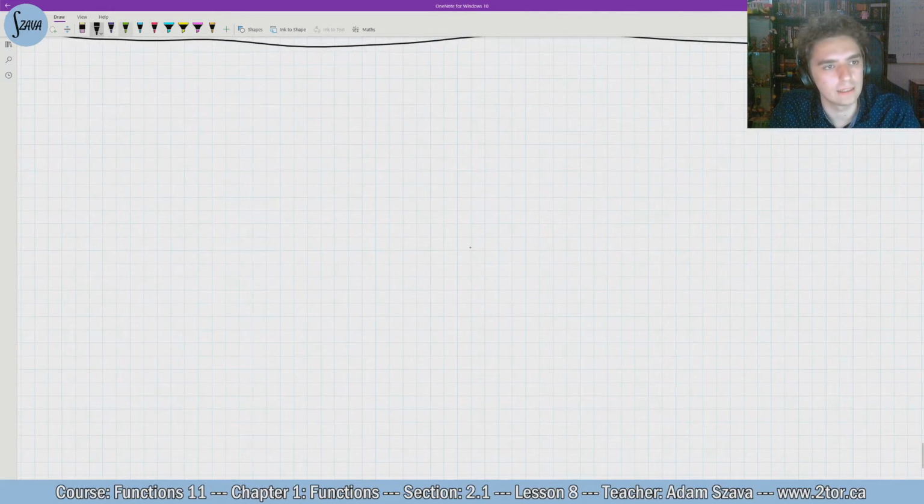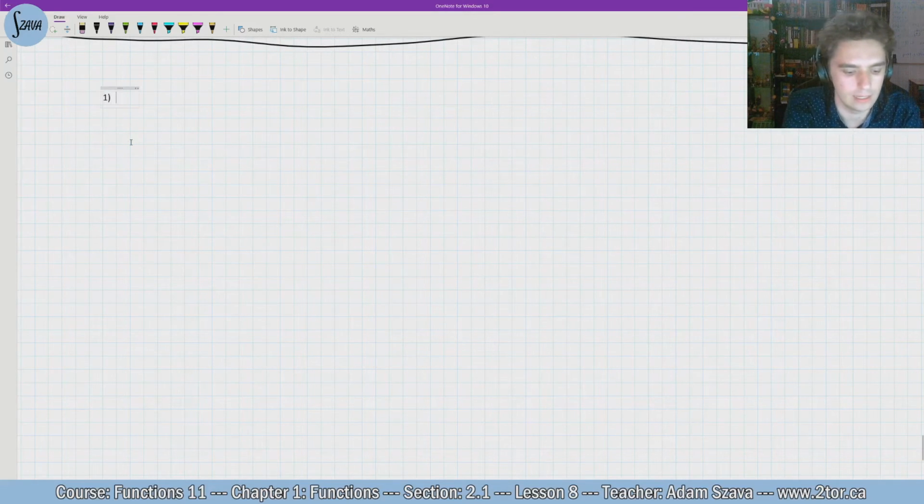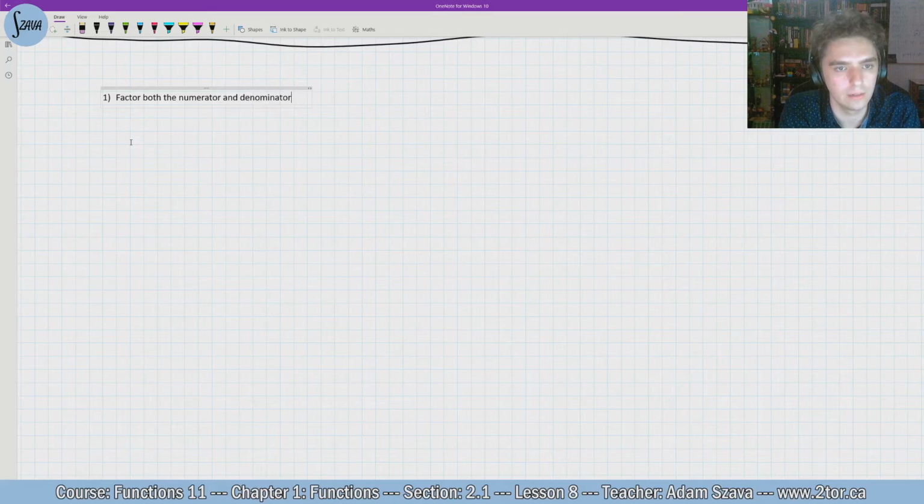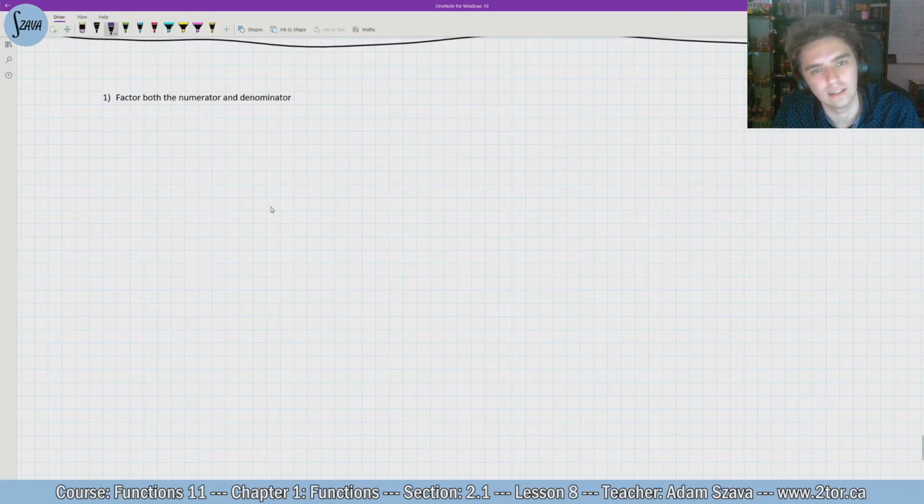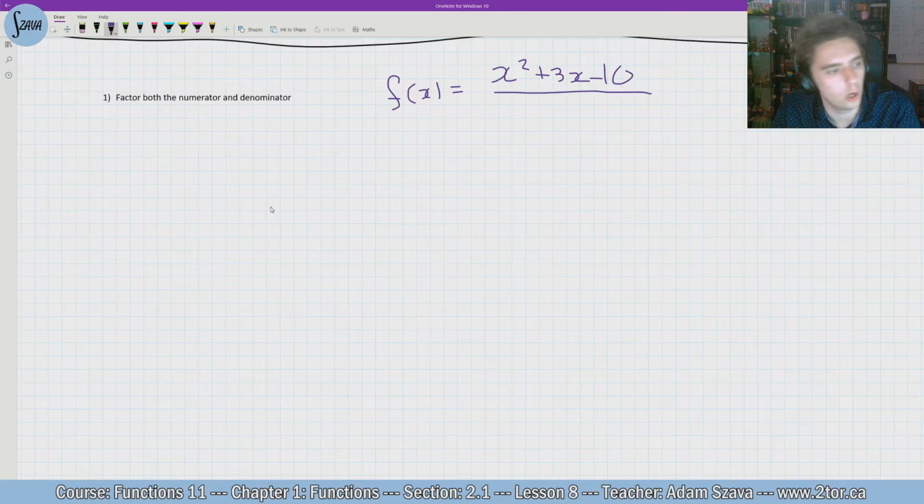So again, step number 1, I'll just type it this time. Step number 1 is factor both the numerator and denominator. I should have written the example first, sorry. Our example is f of x equals x squared plus 3x minus 10 over x squared minus 2x. Okay. So now, step number 1 is factor both the numerator and the denominator.